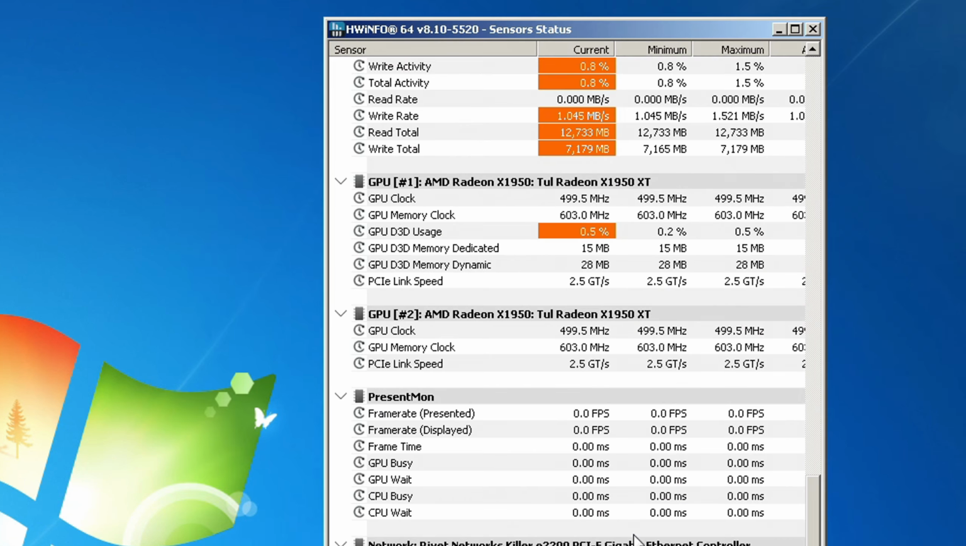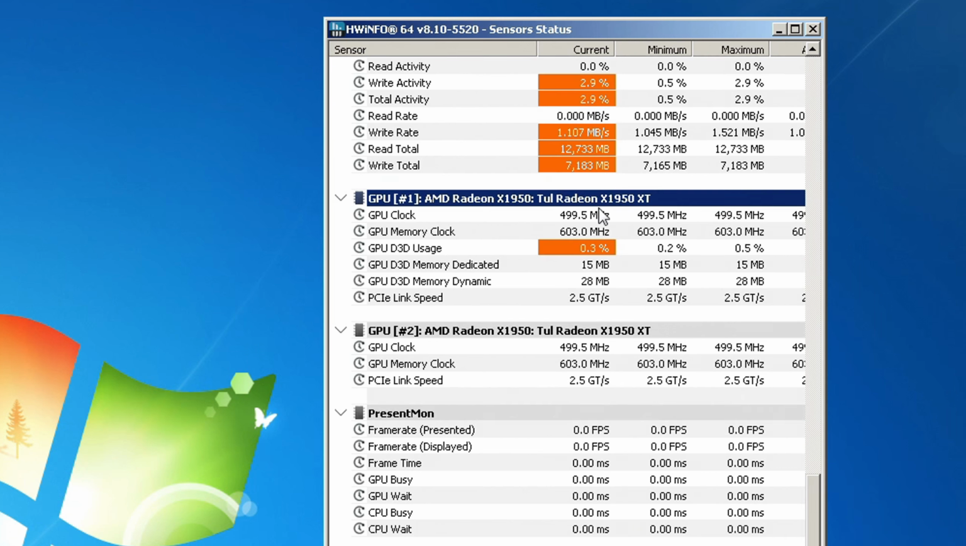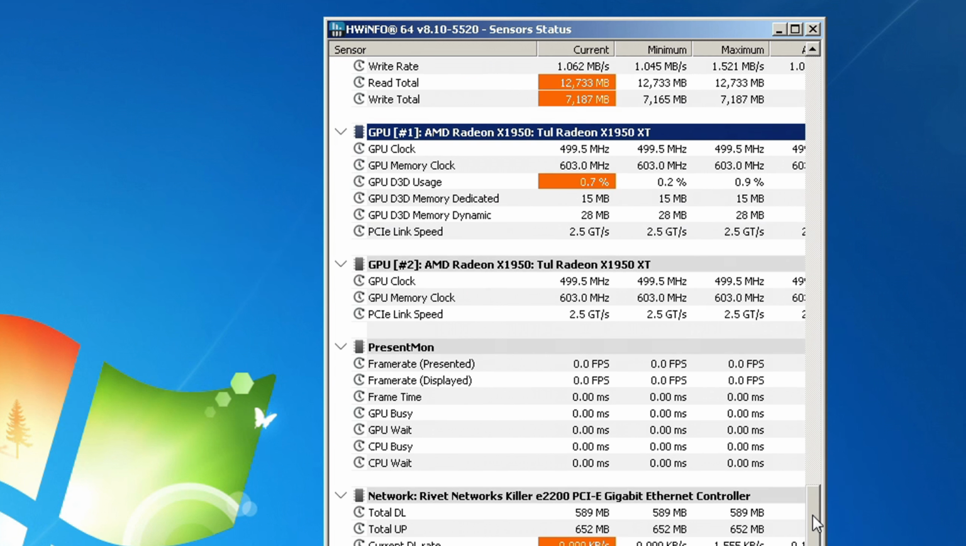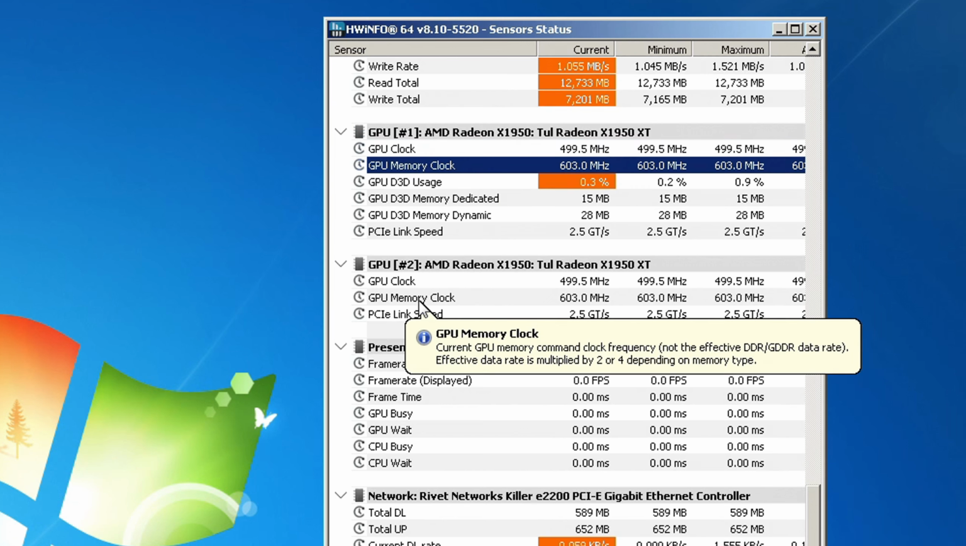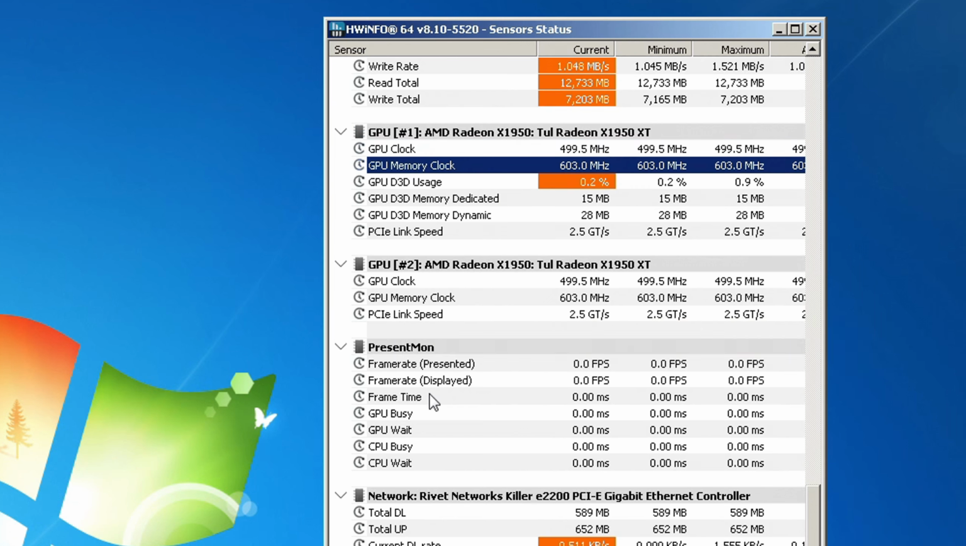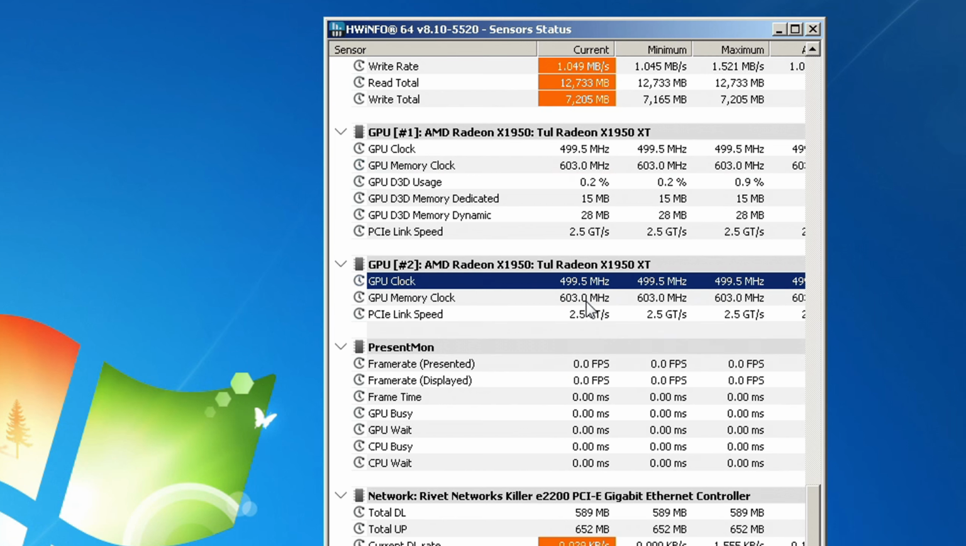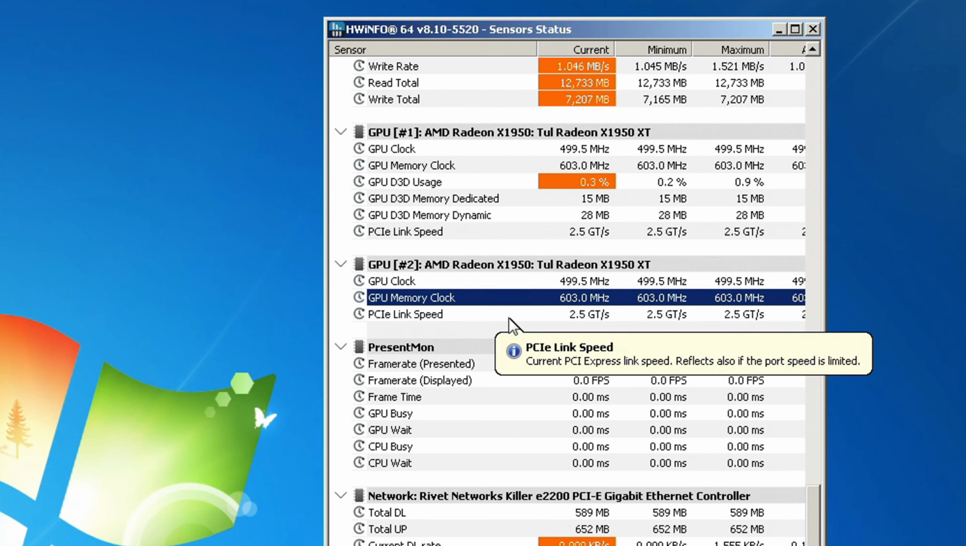If we take a look in HWiNFO, you will see both of the GPUs are here. You can actually see Radeon X1950 XT. This is the confirmation that the video card is an XT. It shows me that it's 500 megahertz on the core clock and 603 megahertz on the memory clock. Both of them are saying the same thing. I think this is to link them between them.